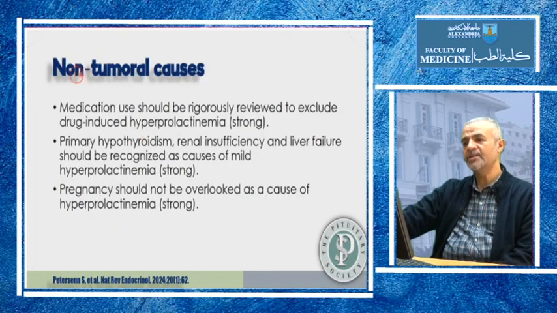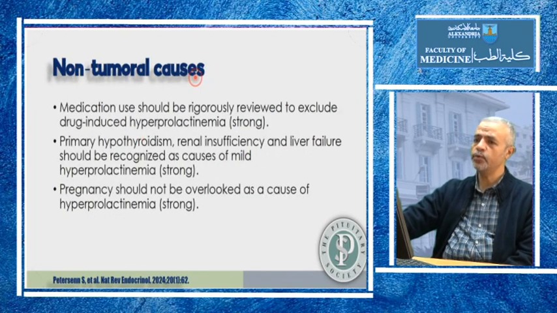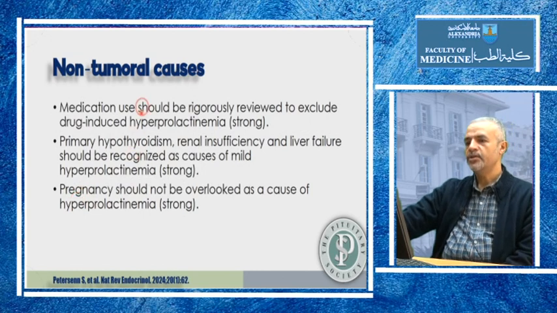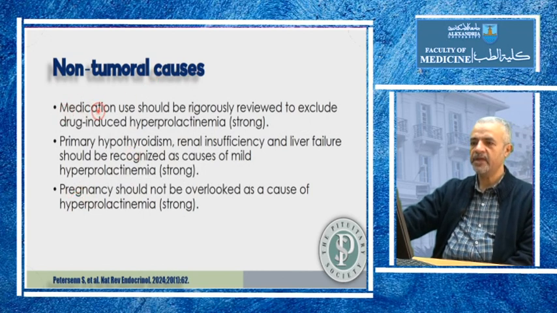You have to exclude non-tumoral causes. One of the most important non-tumoral causes that has to be excluded in all patients would be pregnancy. You have to exclude medications, which I have told you may represent up to 45% of all cases of hyperprolactinemia. You have to exclude primary hypothyroidism, renal insufficiency, and liver failure.